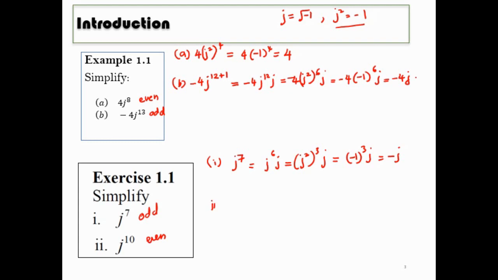For number 2, j to the power 10. So it's even now, so you just need to divide by 2. So 2 times 5 is 10. Now we substitute j squared equals negative 1 to the power 5. So it will be equal to negative 1 because it's an odd power. So that's it.